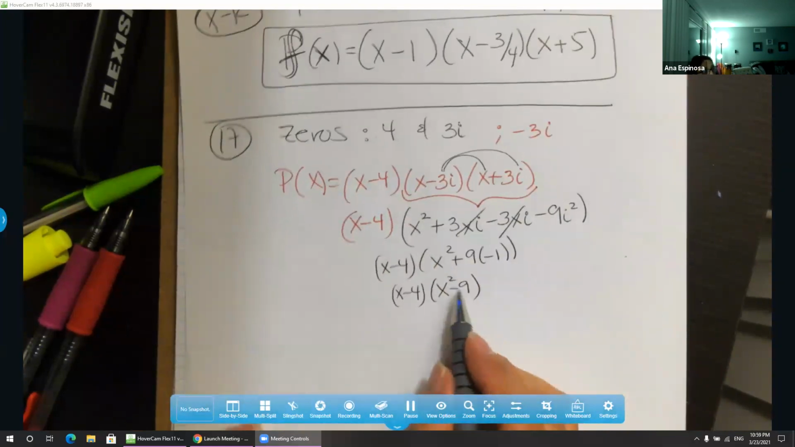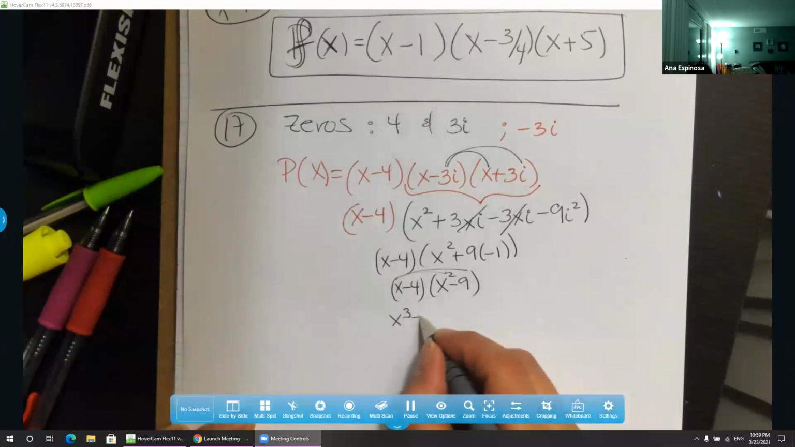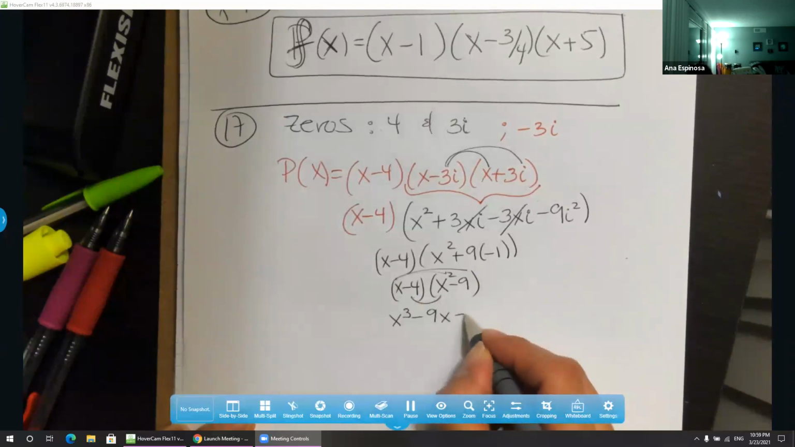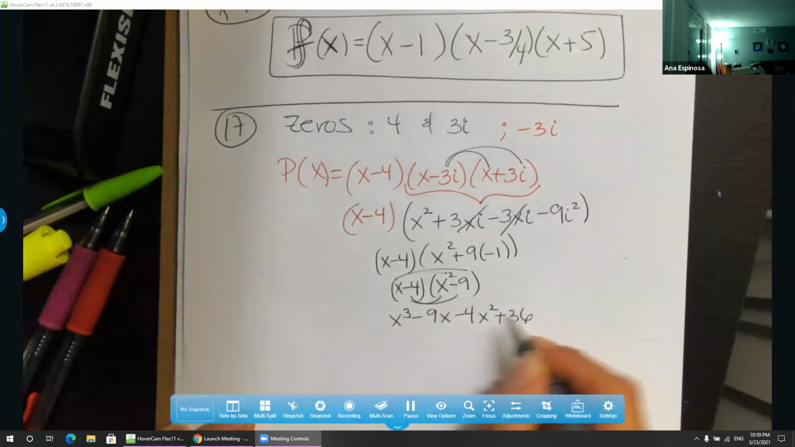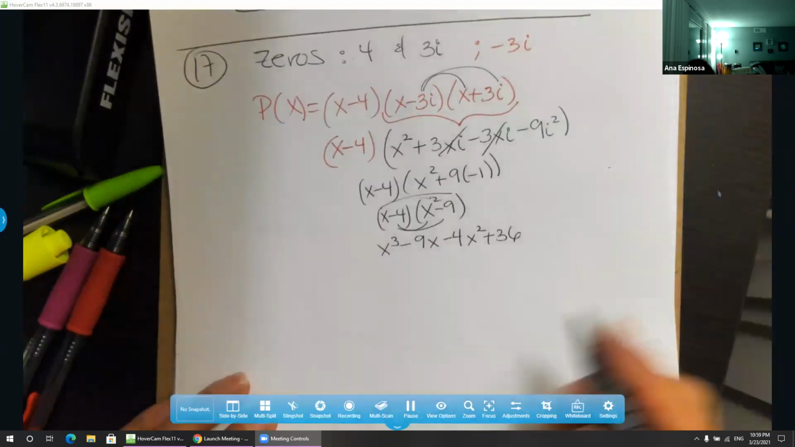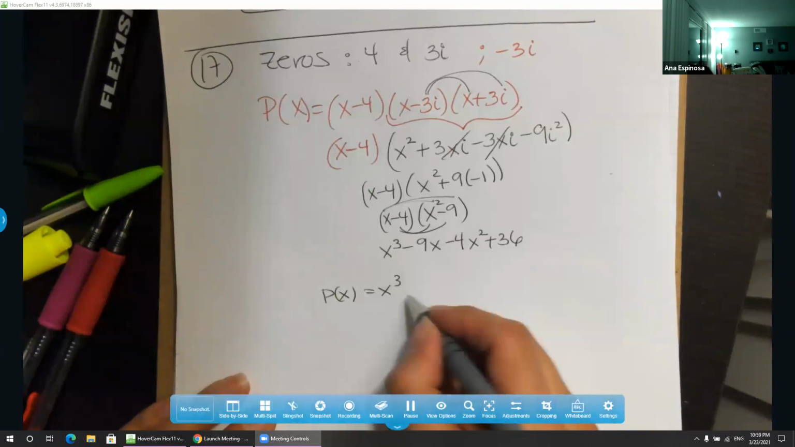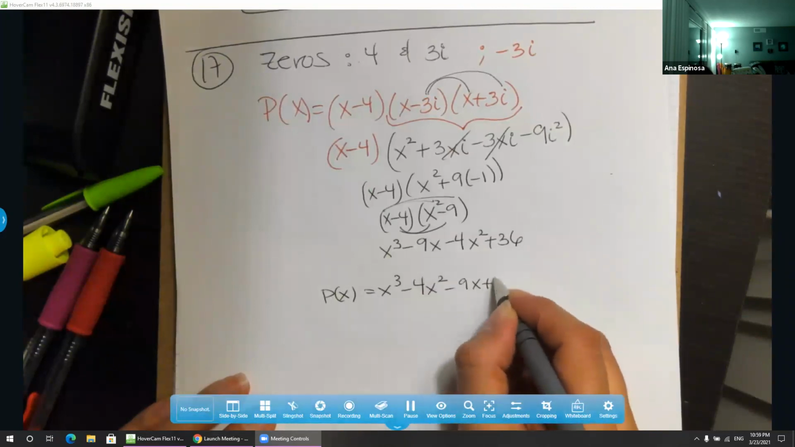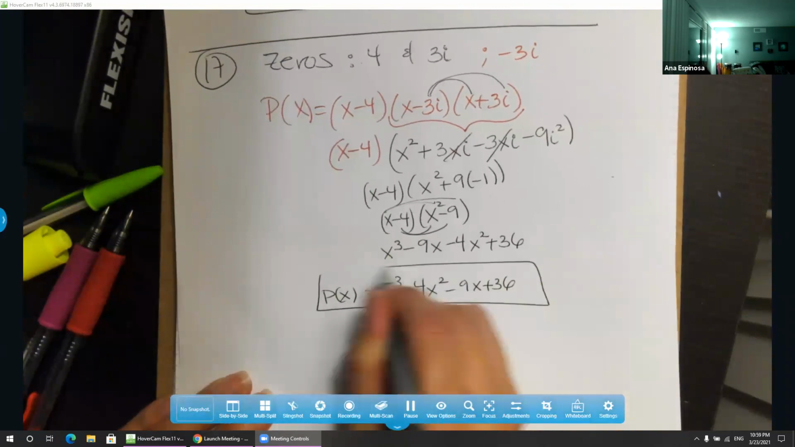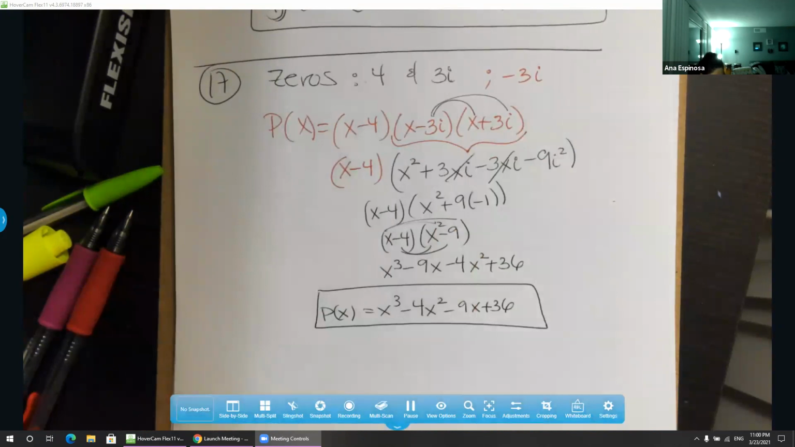And now I can FOIL this up. No more i's. So that's x cubed minus 9x minus 4x squared plus 36. Now that looks horrible. You want to always put these in descending order: cubic, squared, x, constant. That is a polynomial that pertains to solutions having 4, 3i, and -3i. Basically what you do.